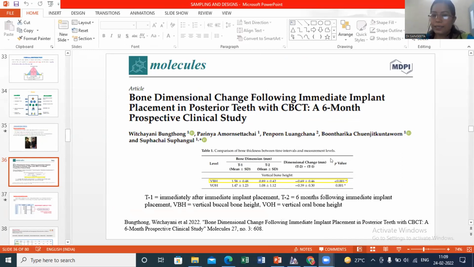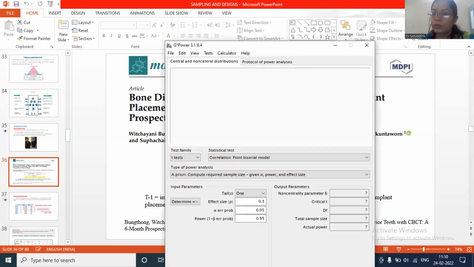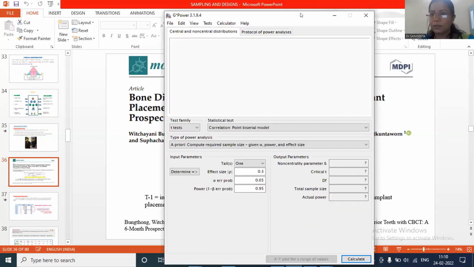So let us take an example here. Bone dimensional changes after placing of an implant, right? So we are seeing for the vertical buccal bone height, at baseline and after 6 months. We are checking for vertical bone height. So how are we going to do this? We are going to open our G Power software. Everybody can download it. It's freely available on internet.